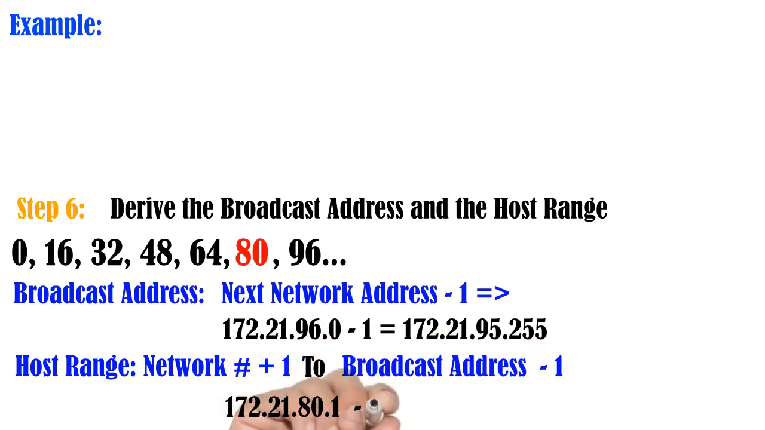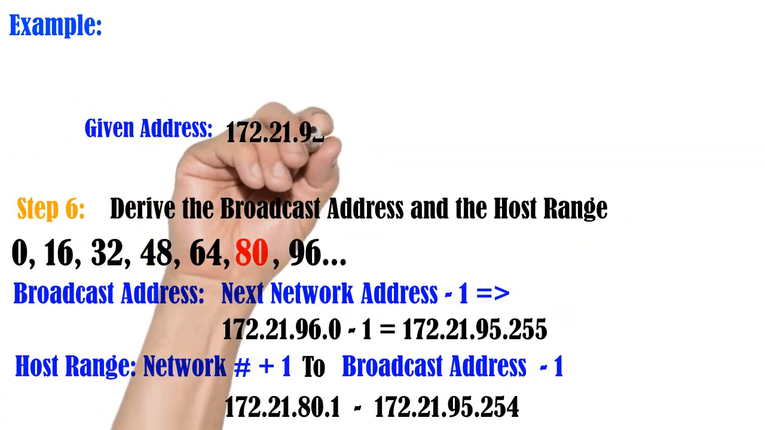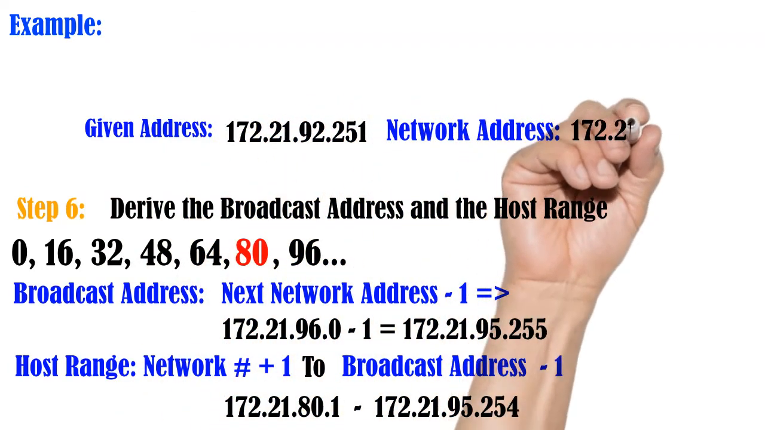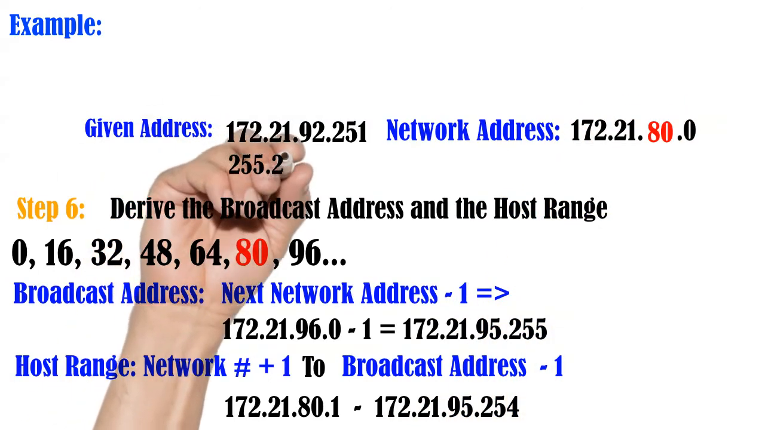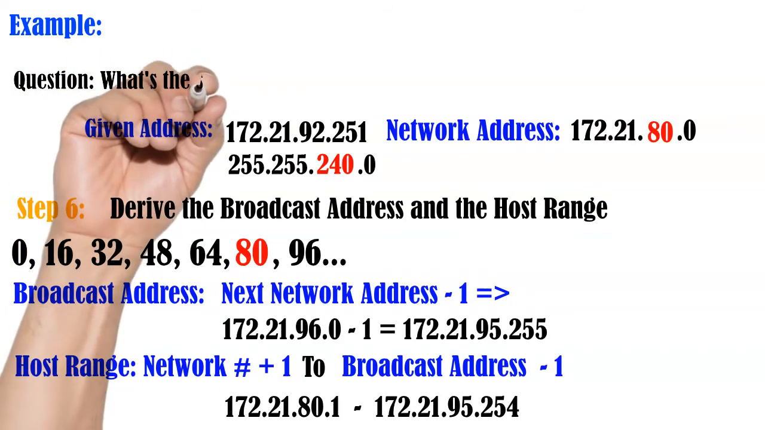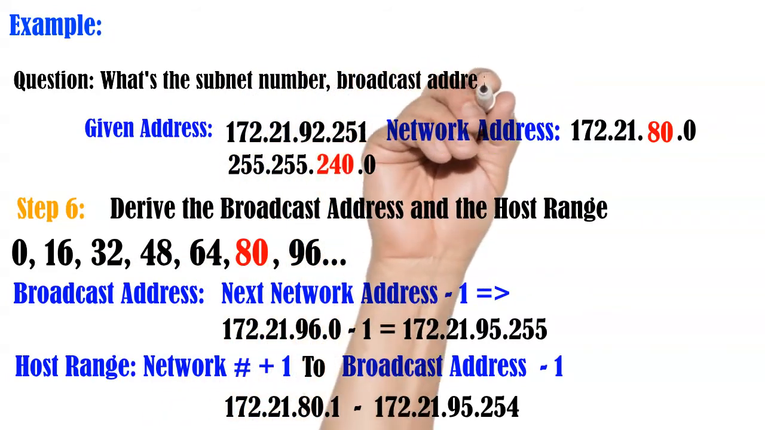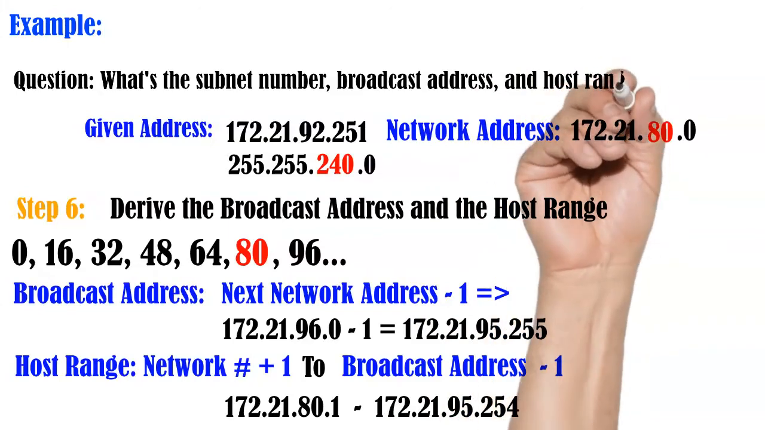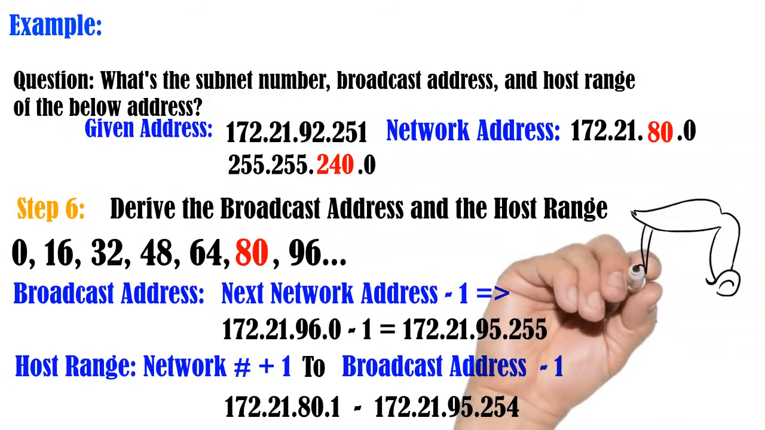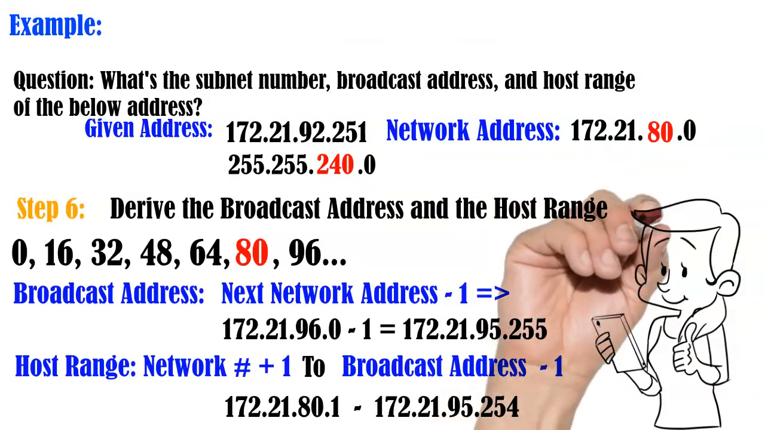Now for the host range, remember, it says host, not network range. So we're already accounting for the fact that the network number and the broadcast number are already taken. Thus, to get the range for eligible hosts, we have to add 1 to the network number and subtract 1 from the broadcast number. Adding 1 to the network number is just 172.21.80.1. And for the upper range, we just subtract 1 from the broadcast number, which we already derived. The broadcast number is 172.21.95.255. Subtracting 1 from that is 172.21.95.254.